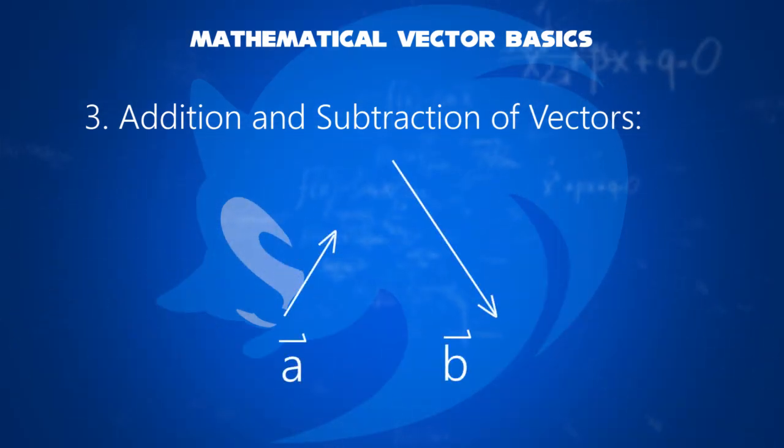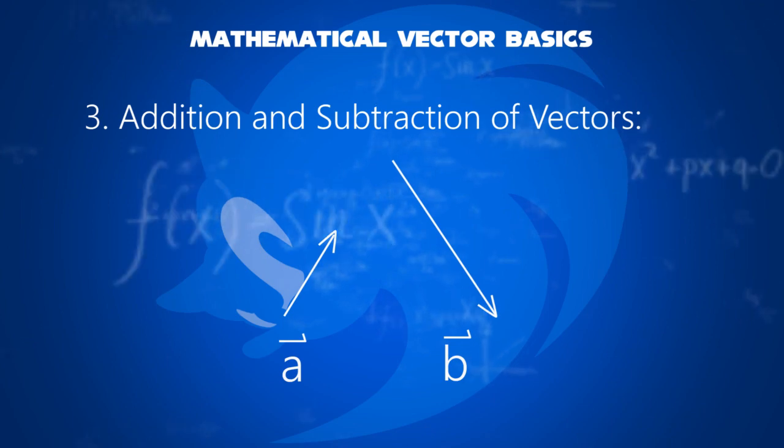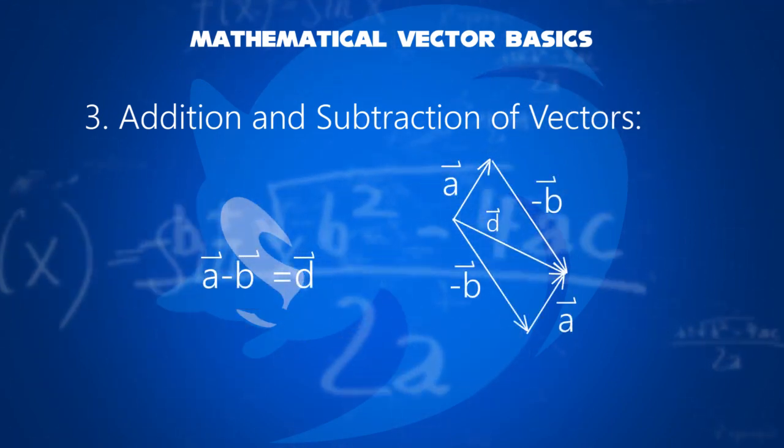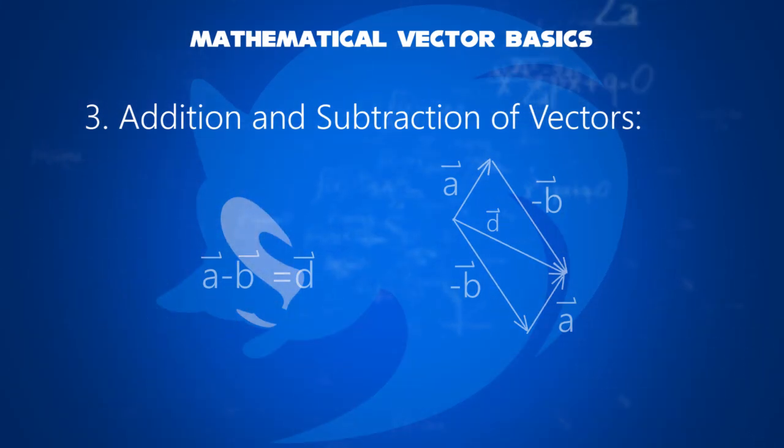If the other vector is reversed, then we do the subtraction. We can write a minus b equals d as a difference. This changes the resultant of a vector.